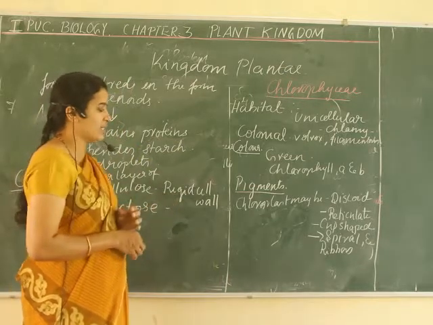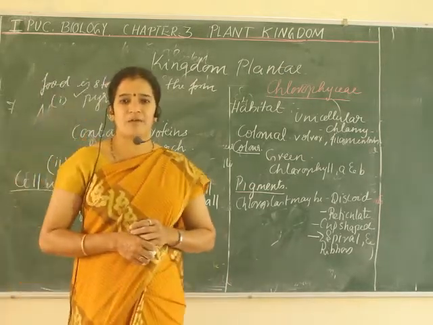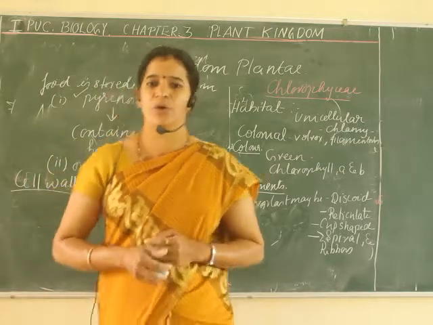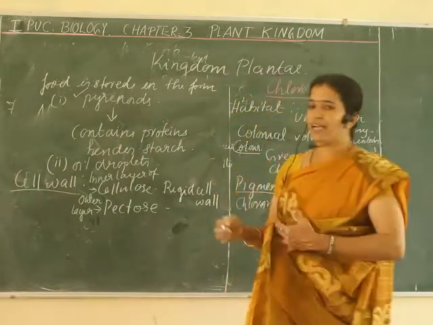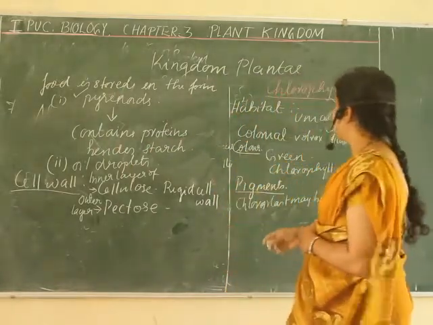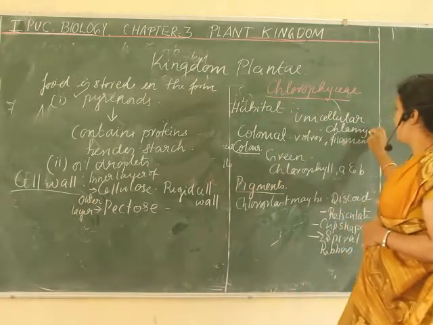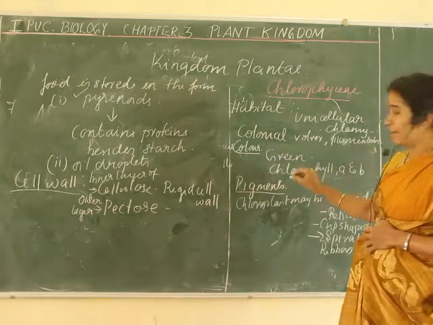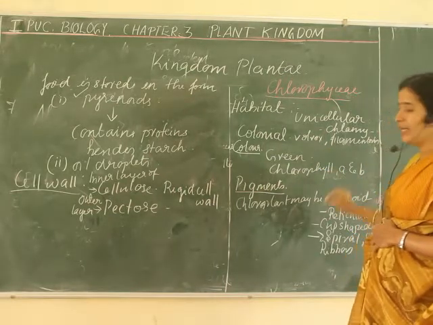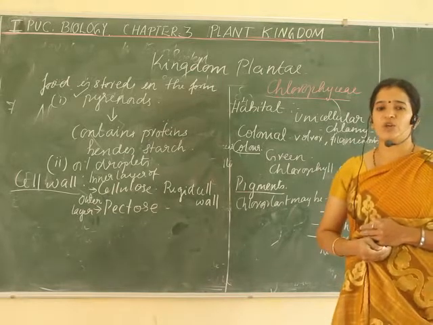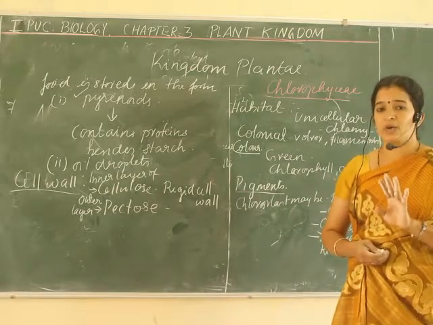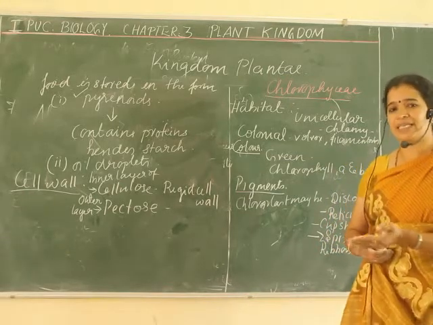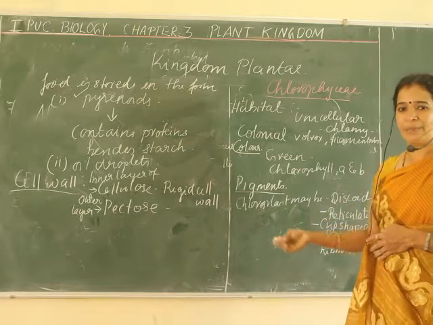In today's class, we have discussed the classes of algae. Three classes are there: Chlorophyceae, Phaeophyceae, and Rhodophyceae. In the Chlorophyceae, we have understood their features. It is unicellular in the case of Chlamydomonas, colonial in the case of Volvox, and filamentous in the case of Spirogyra. Then the color is green due to the predominance of pigments chlorophyll A and B. Remember this, only chlorophyll A and B are there, nothing else. If you go to another class, there will be some other pigments also.